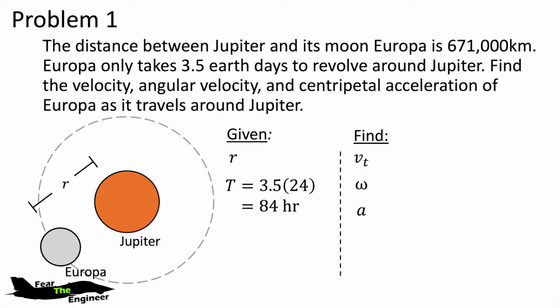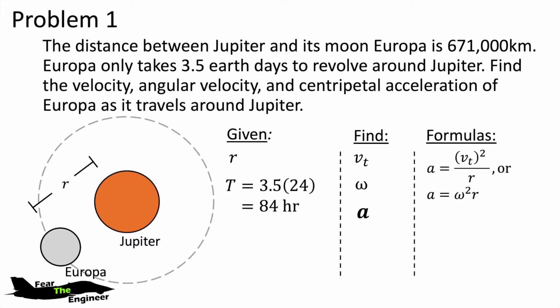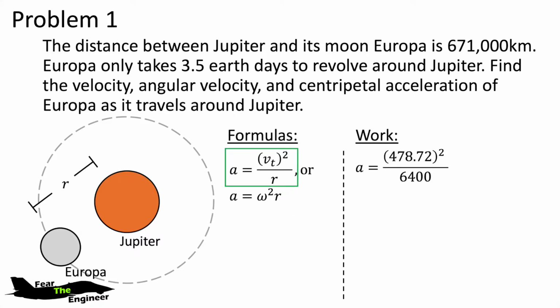Lastly, we want to find Europa's centripetal acceleration, which also has a magnitude and a direction. Here are the formulas we can use to find that magnitude. We already calculated the tangential velocity, so we can use the first equation. We also calculated the angular velocity, so we can use the second one too. I chose to use the first equation. If we plug in the tangential velocity, we get a centripetal acceleration of 35.8 kilometers squared per second.